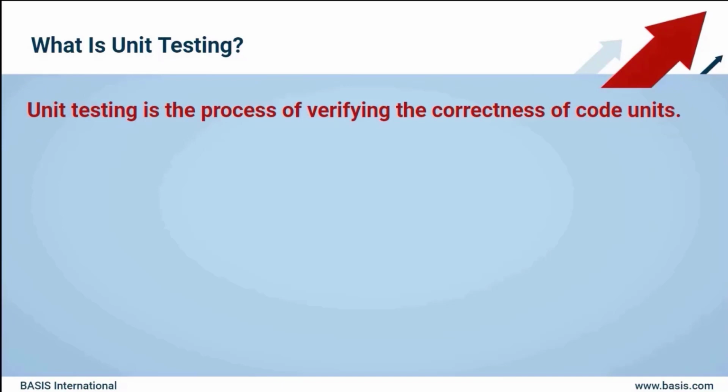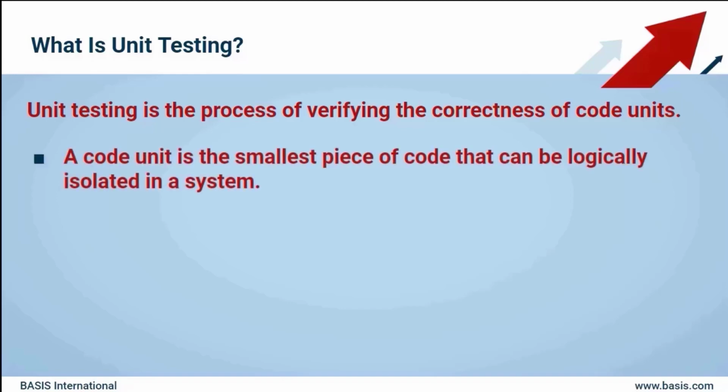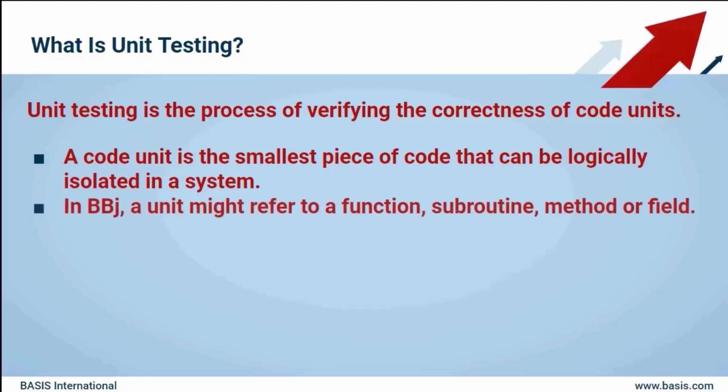So what is unit testing? Those of you who are involved in quality, you know that there are various types of testing that can be done and should be done on software products. Unit testing is the type of testing or the process of verifying the correctness of code units at the unit level. That didn't help much because we already knew that from the name. So what exactly is a unit? Well, a code unit is the smallest piece of code that can be logically isolated in a system. In BBJ, a unit might refer to a function, a subroutine, or a class method or field.